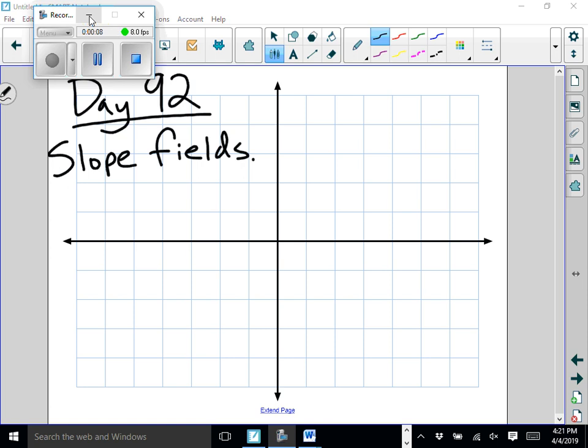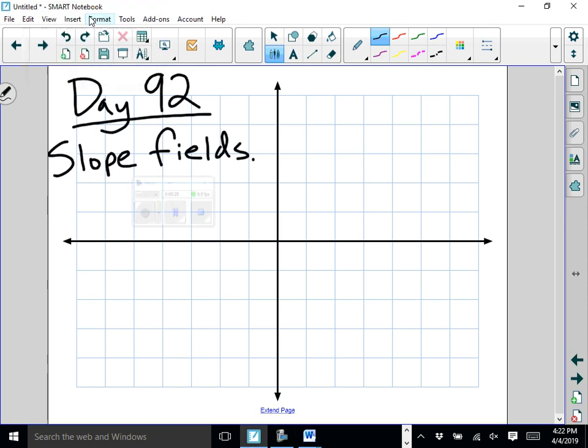Today we're looking at slope fields, specifically slope fields related to differential equations. A differential equation sounds kind of scary and confusing, but it's really not too bad. It's just an equation that has dy dx equal to something, sometimes in terms of x, sometimes in terms of y, sometimes in terms of both.